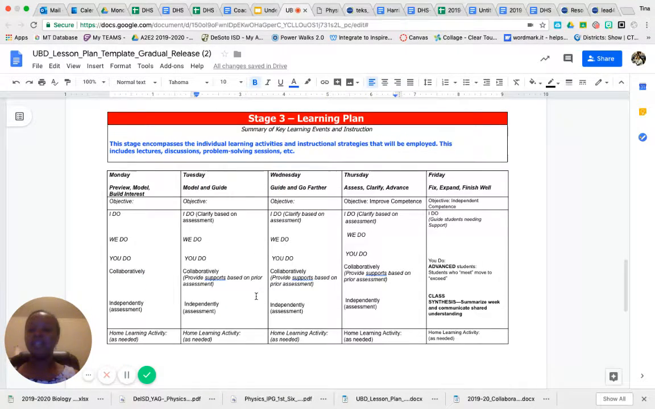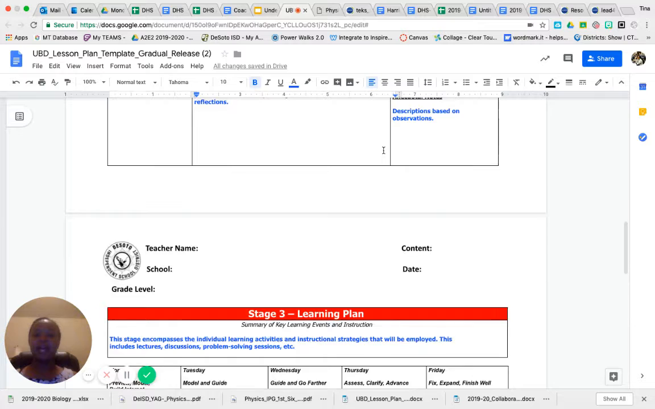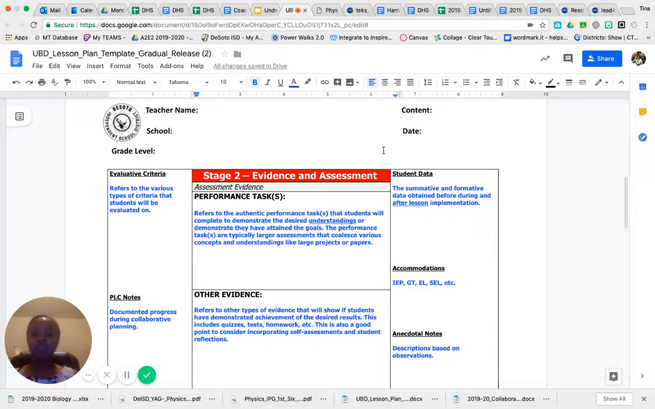The last thing that you do is what we're used to seeing as a lesson plan. Stage 3 is your day-to-day. So I've already kind of outlined this. I've used the UbD, which is Understanding by Design, which is backwards planning. I've come up with the final product. This is what the TEKS are. This is my beginning. My final product is my end.